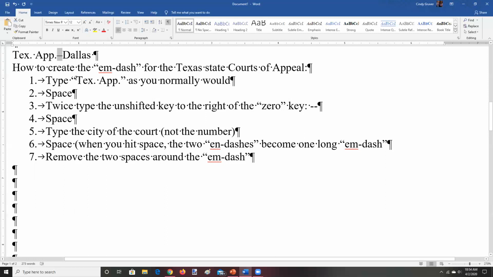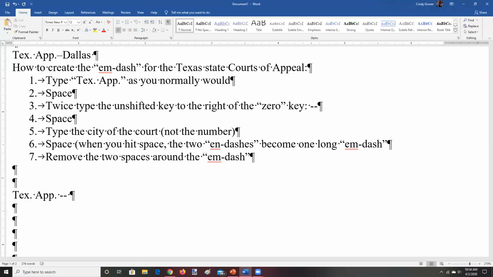So the first thing is you're just going to type text app as you ordinarily would. So let me just type it, text app. Okay. Then I'm going to hit the space bar. Then I'm going to twice type the unshifted key to the right of the 0 key on my keyboard. 0 key is obviously on the first row. I'm not shifting, so now I'm just going to type that key. It's a little dash, little hyphen. I'm going to hit it again. I have 2 hyphens next to each other. Now I'm going to hit the space bar.